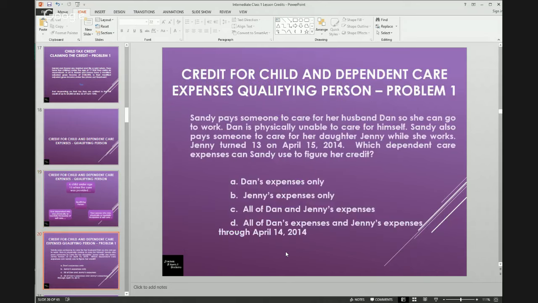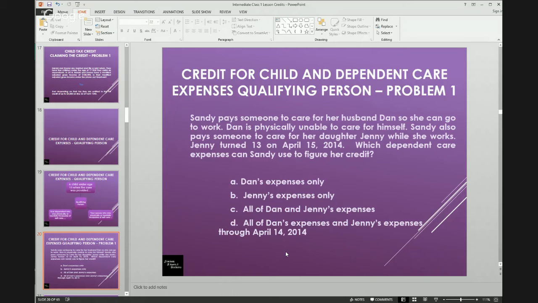So the credit for child and dependent care expenses, here's an example. Sandy pays someone to care for her husband, Dan, so she can go to work. Dan is physically unable to care for himself. Sandy also pays someone to care for her daughter, Jenny, while she works.